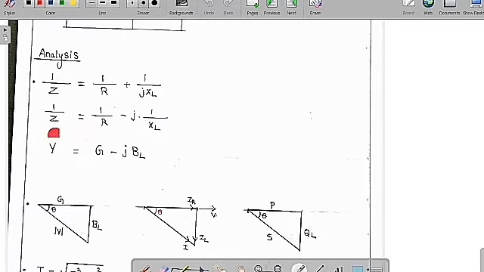1 by Z is called the admittance, 1 by R is called the conductance, and 1 by XL is called the susceptance. Z is called the impedance, with resistance and reactance, so the reverse become admittance, conductance and susceptance. Therefore Y is equal to G minus jBL.